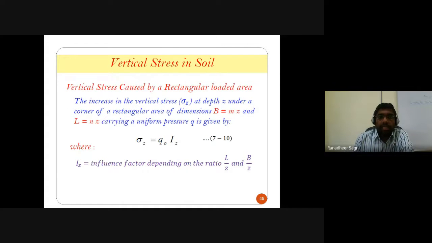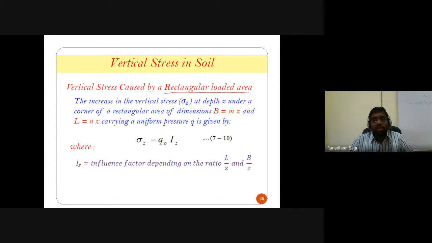So next, in case the foundation we are looking at is rectangular, the load coming from the rectangular foundation onto the soil strata is going to be a uniform pressure acting over a rectangular area. So in such a case of a rectangular loaded area, how much is going to be the increment in stress if I want to calculate?